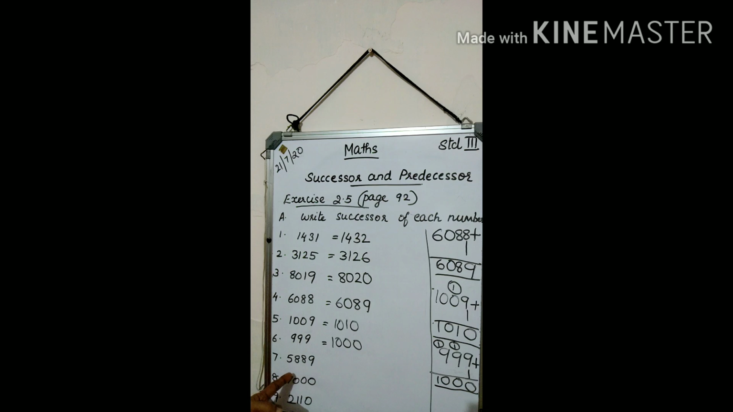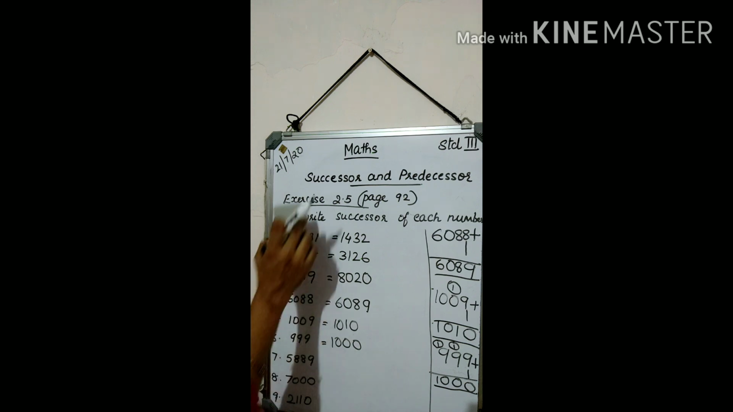Then what will be this number? When you add 1 to this number, it will become 0. This 8 becomes 9. Balance goes to this side. This becomes 9. So the answer will be 5890. What will be this answer when adding 1 to this number? You get 7001. While adding 1 to this number, we get 2000. There is no need of calculation. 2111. So write these 3 as homework.